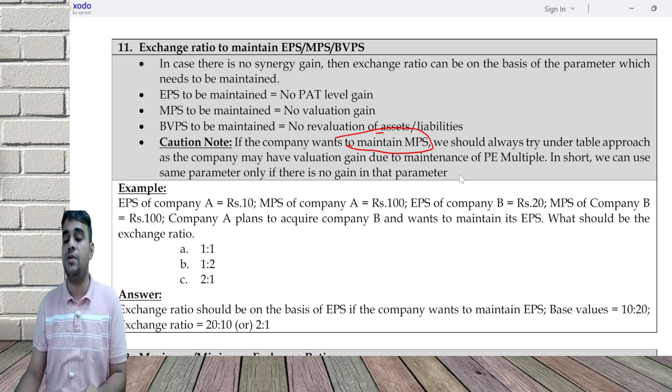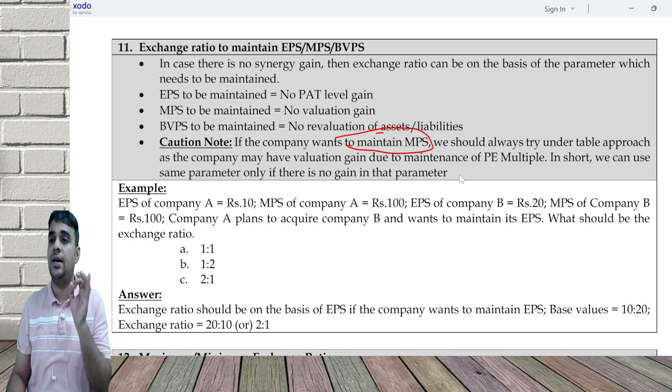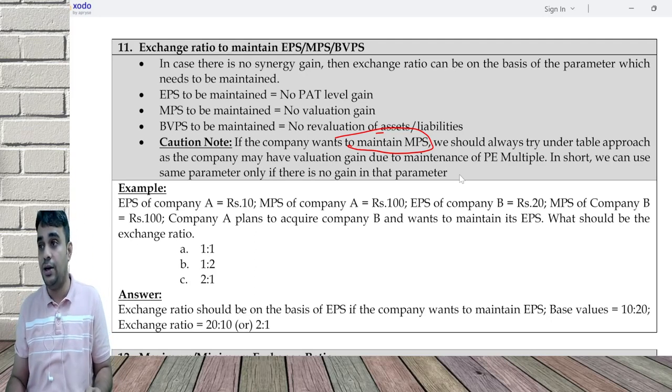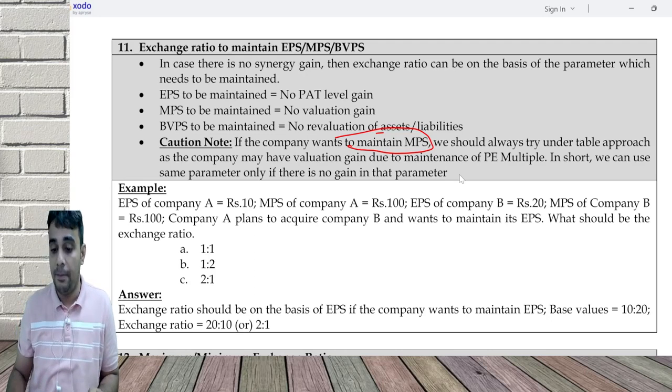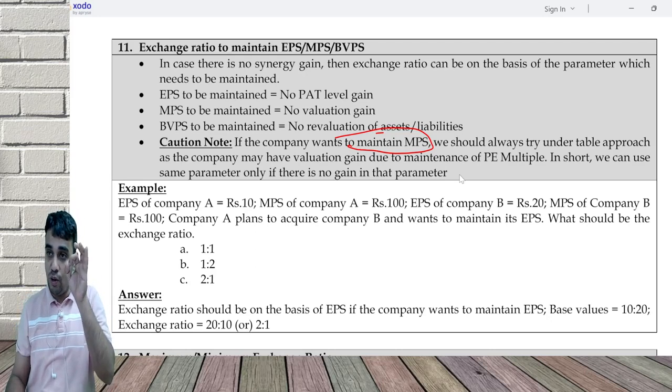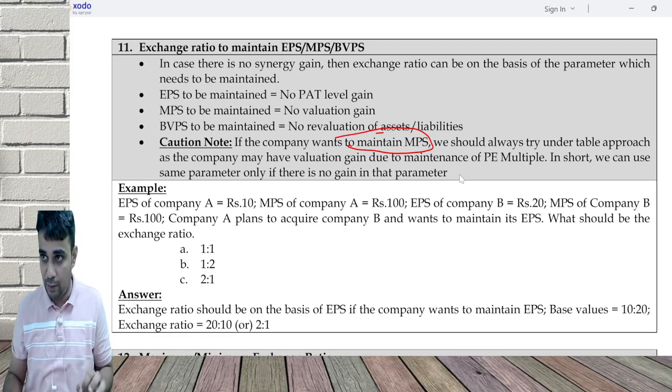If the question wants to maintain MPS, we should always try the table approach, as the company may have valuation gain, due to the maintenance of P multiple. In short, we can use same parameter only if there is no gain in that parameter.